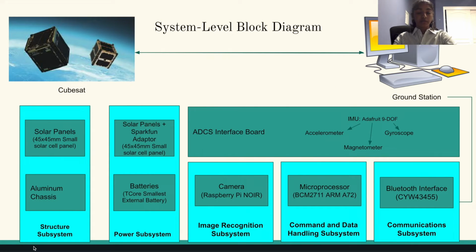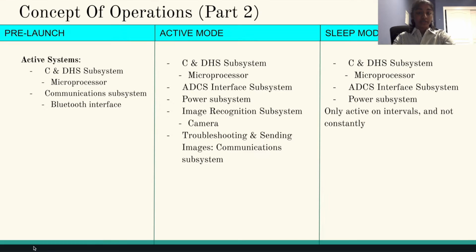Here's the system level block diagram for our 1U CubeSat. In our diagram, we have 6 main subsystems, the first being structure, second power, third ADCS, fourth command and data handling, fifth communications, and sixth the camera. For the structure of our CubeSat, we have solar panels and an aluminum chassis. For our power, we're using solar panels connected to a SparkFun adapter and T-core batteries. As a part of the ADCS board, we have our IMU, which is an Adafruit 9 DOF containing the accelerometer, gyroscope, and the magnetometer. In our command and data handling system, we have a Broadcom microprocessor, and in our communication subsystem, we have our Bluetooth interface, being a Cypress chip.